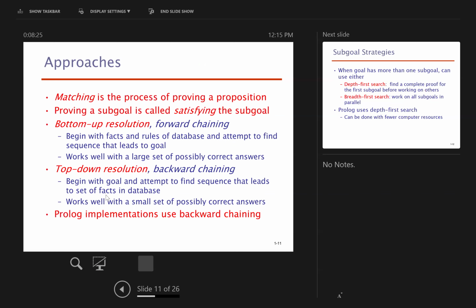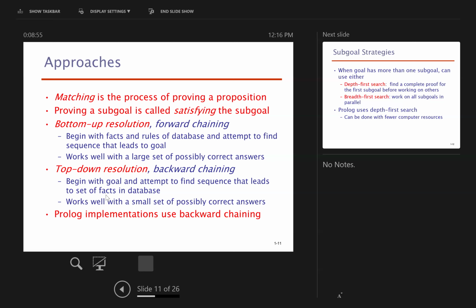Now, the approaches we can use, as we said earlier, are forward chaining and backward chaining. One, you start from the goal and reach the fact. Or the opposite, I start from the fact to see if I reach the goal. So the matching is the process of proving a proposition, whether it's true or false. Proving a sub-goal is called satisfying the sub-goal.